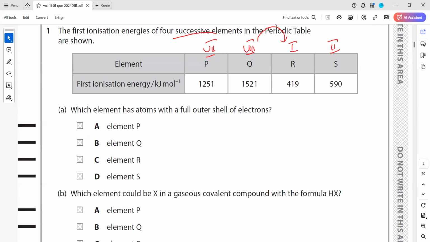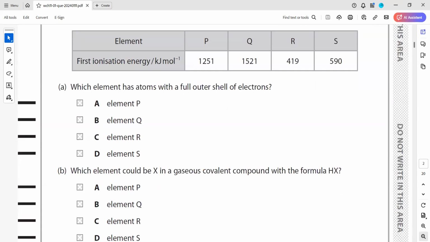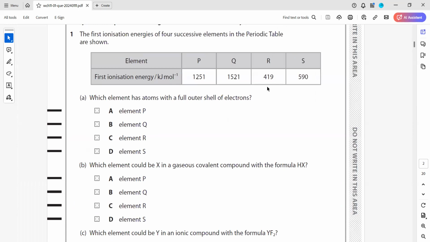Part B. Okay, look. The whole question can actually be solved from the first line. The first ionization energies of four successive elements means these are successive elements. Successive means if one has proton number, say 10, the other will have 11, then 12, then 13. So which element has an atom with a full outer shell? The full outer shell will have the highest first ionization energy. So this is group 8.